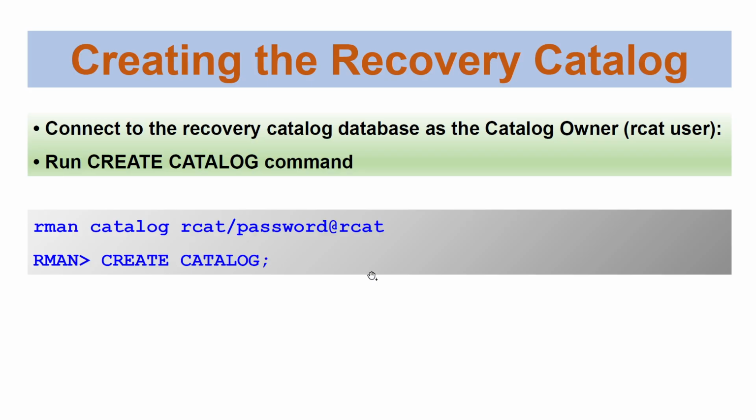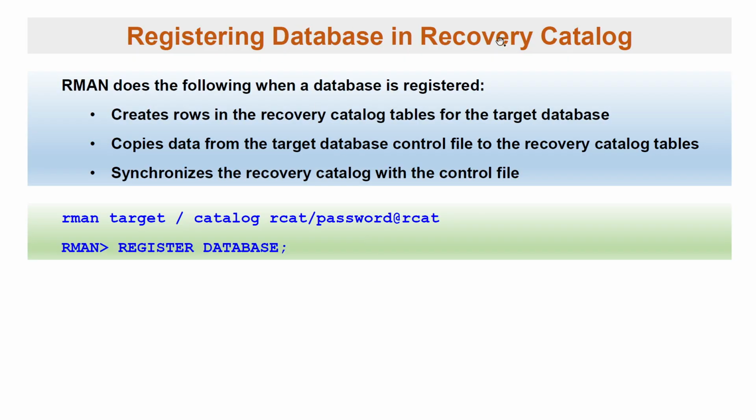Once you have created the catalog, we can now register the database in the recovery catalog. What does registering the database in the recovery catalog mean? It creates a row in the recovery catalog tables for the target database. It copies the data from the target database control file to the recovery catalog tables, and it synchronizes the recovery catalog with the control file. Whatever information is present in the control file gets copied to the recovery catalog.